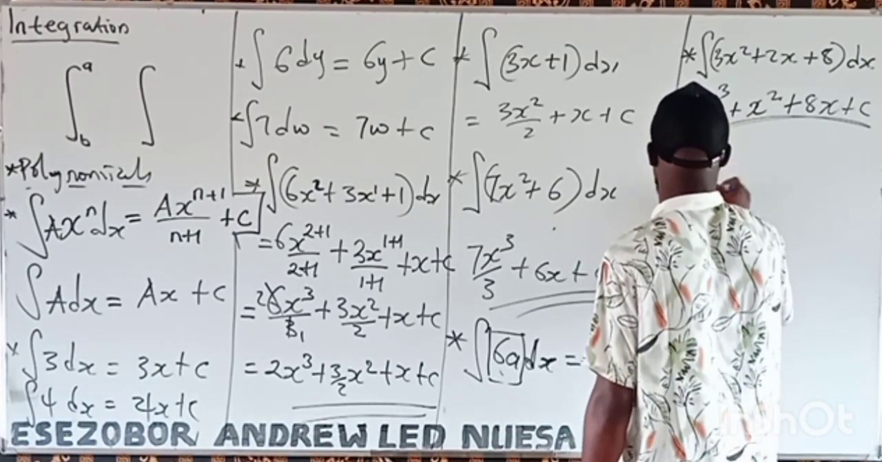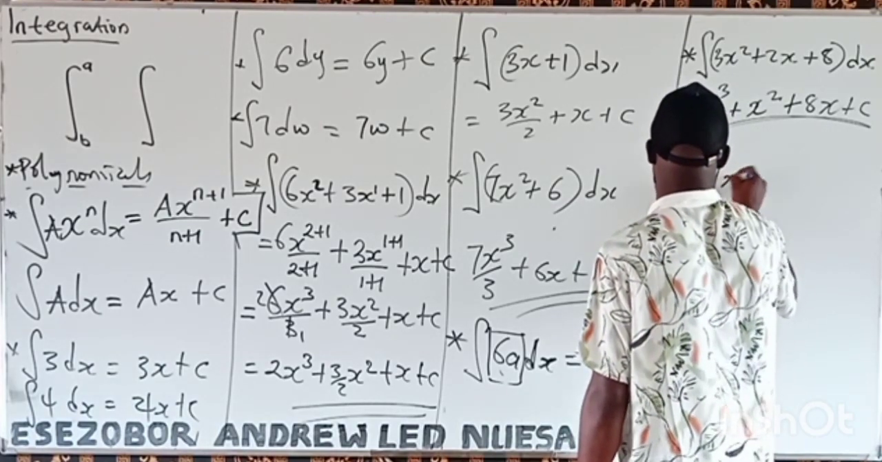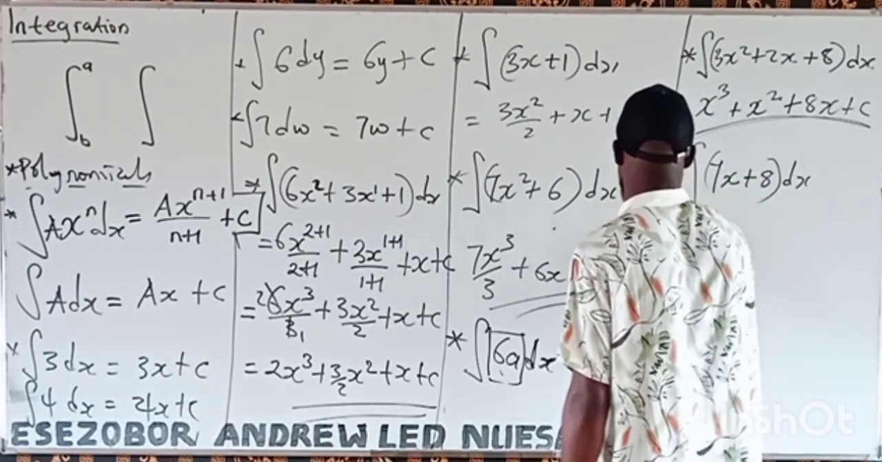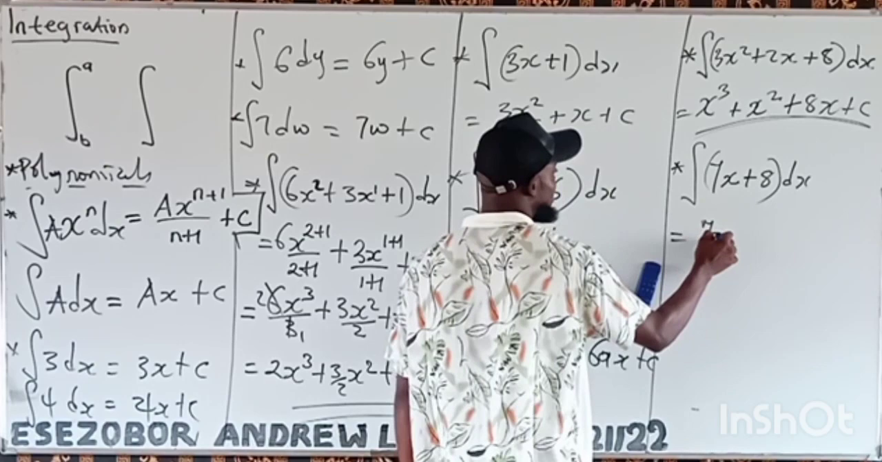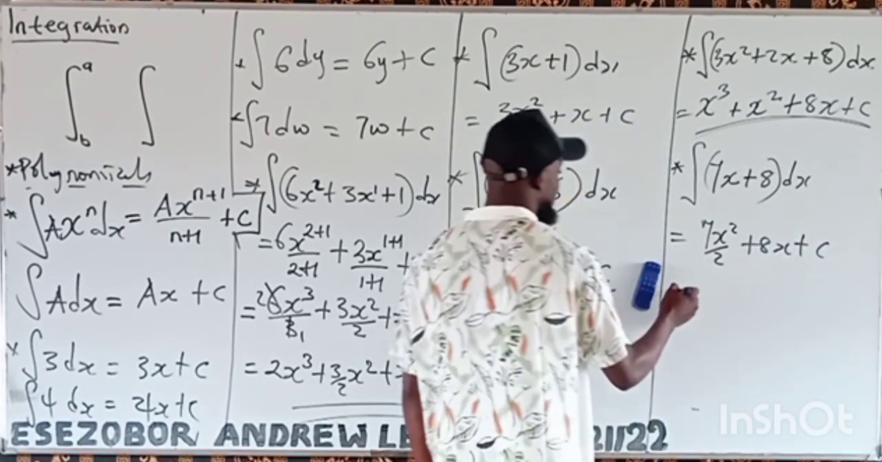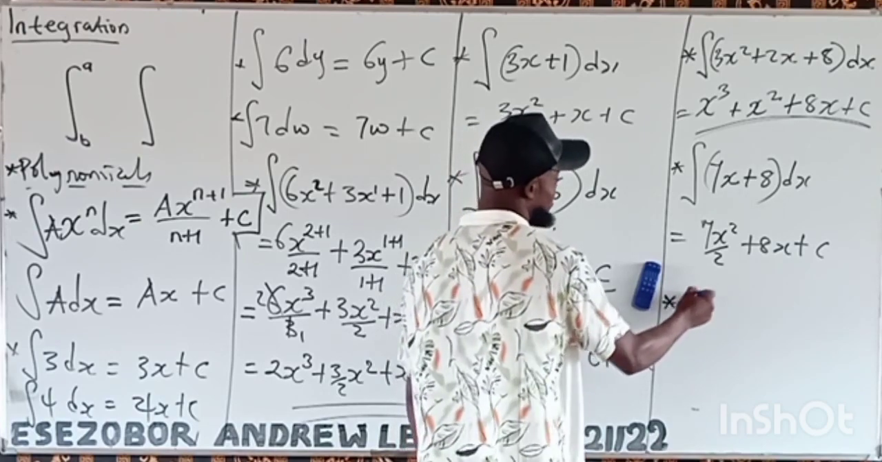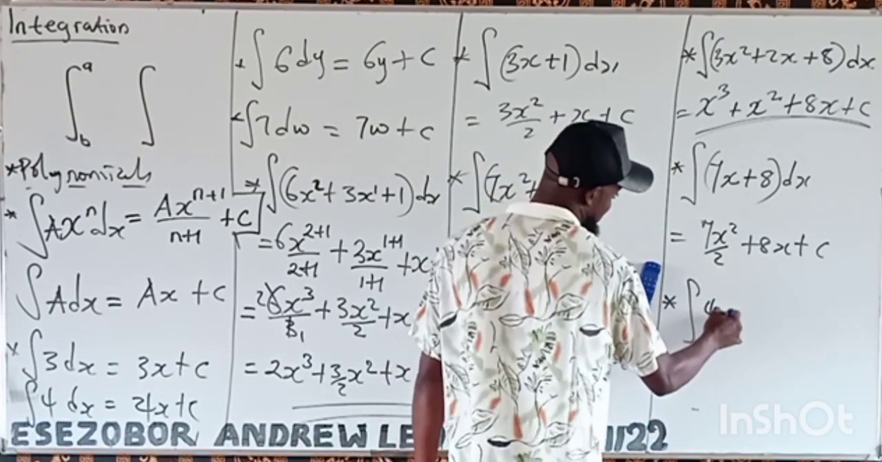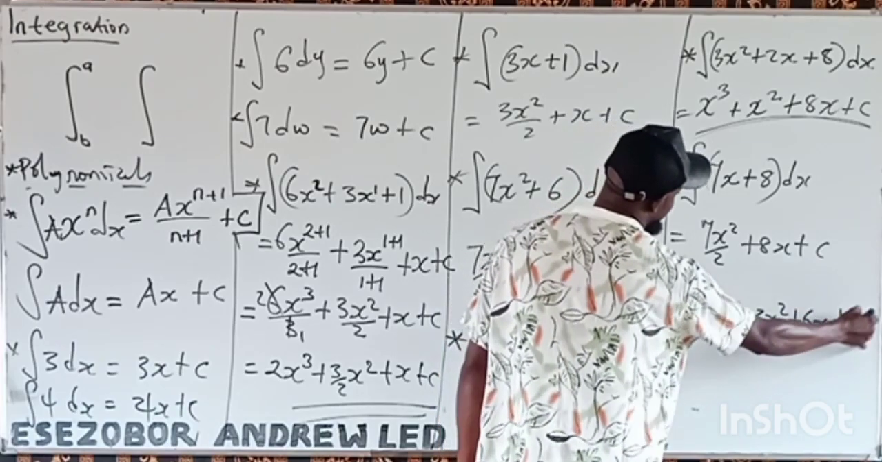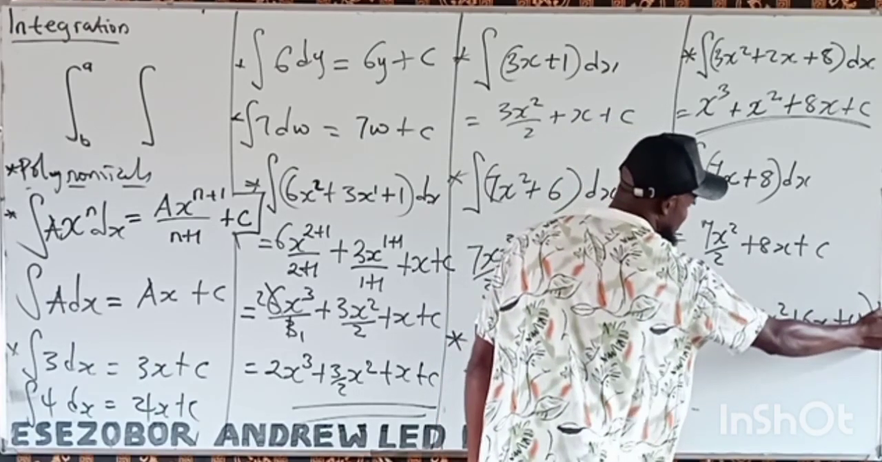Integral 7x plus 8 dx. So this one is going to give us what? 7s squared over 2 plus 8x plus c. Let's say we have 4s cubed plus 3s squared plus 6x plus 11 dx with respect to x.